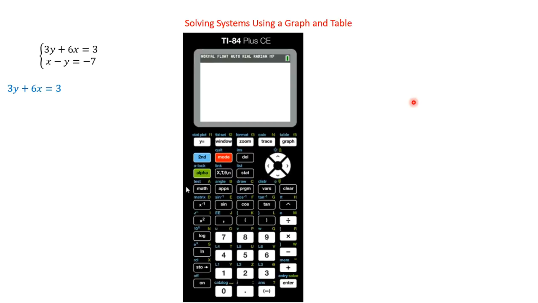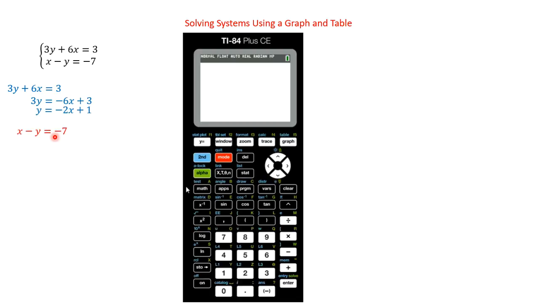And we're going to solve for y. So the first thing is we have to subtract the 6x. So 3y equals negative 6x plus 3. Then divide by 3. Y equals negative 2x plus 1. Notice when I divided by 3, I divided everything by 3, not just that first one. It's one of the common mistakes. Make sure you divide the whole side. And so that's the first one.